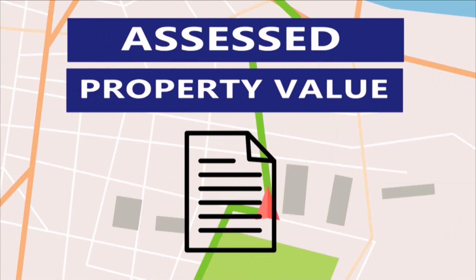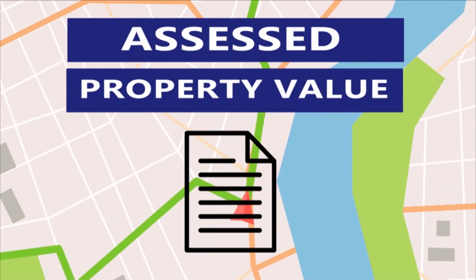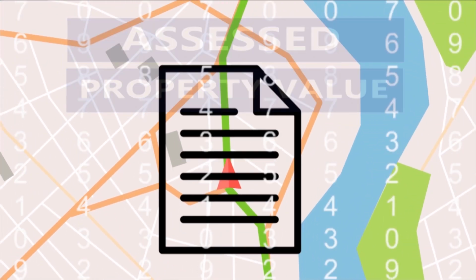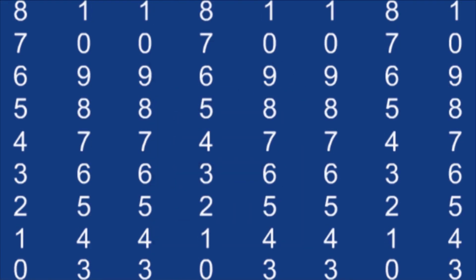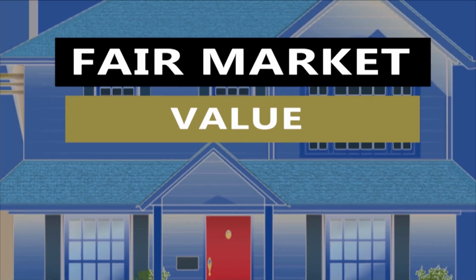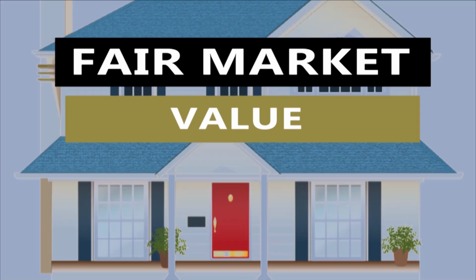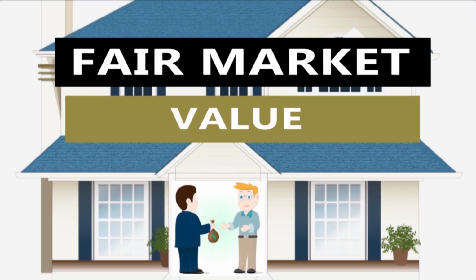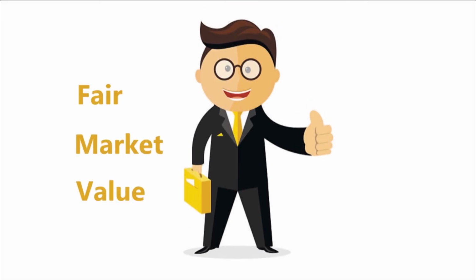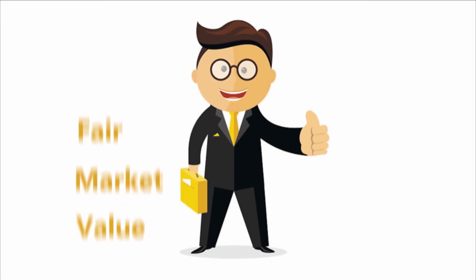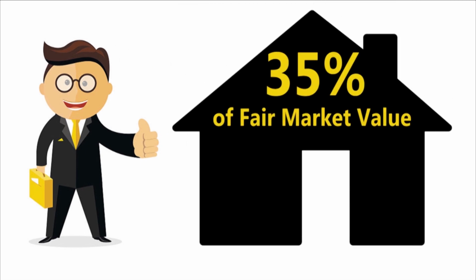So what is this value? With standardized methods and statistical analysis, the county auditor first determines a property's fair market value. Fair market value is the amount a buyer and a seller would be willing to agree to in an arm's length transaction in the open market. The auditor uses fair market value to calculate a property's assessed value, which is 35% of the fair market value.